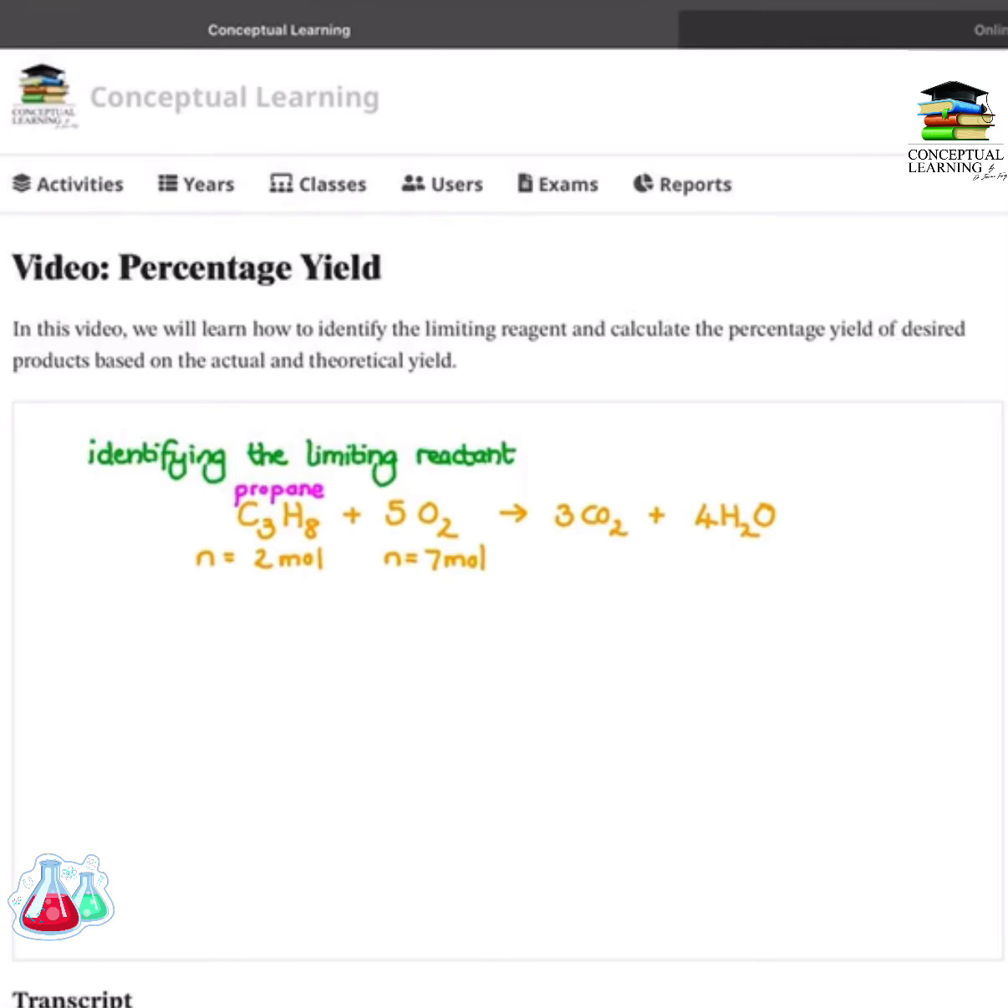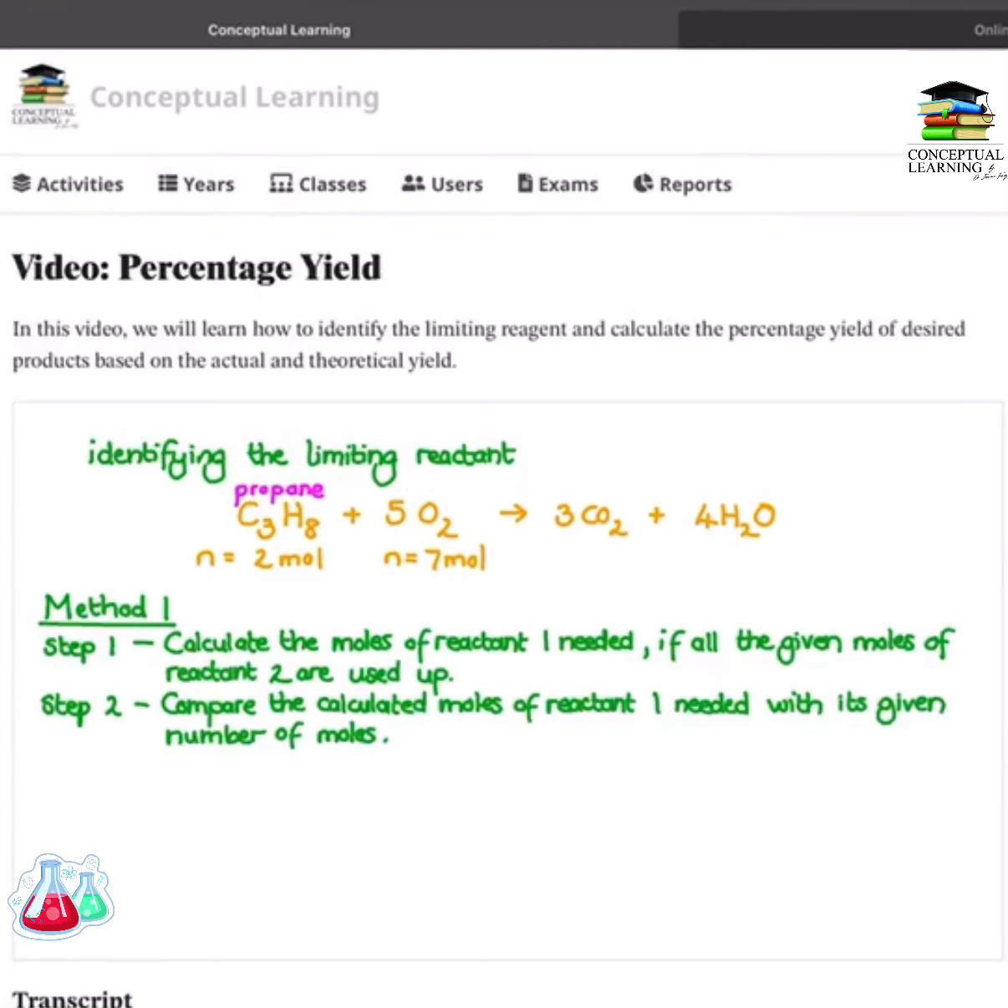Imagine that 2 moles of propane, C3H8, reacts with 7 moles of oxygen gas to produce carbon dioxide gas and water. The balanced equation is shown. There are 2 methods to determine which reactant is limiting. In method 1, there are 2 steps.